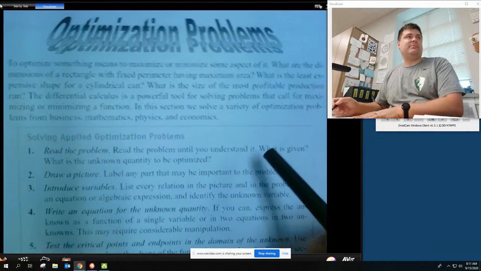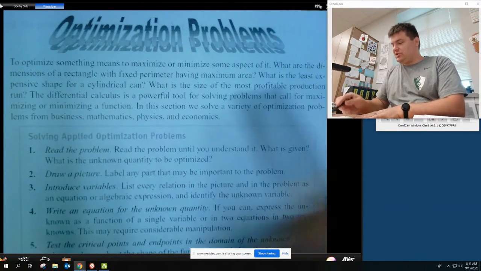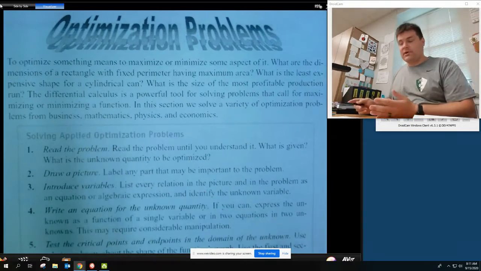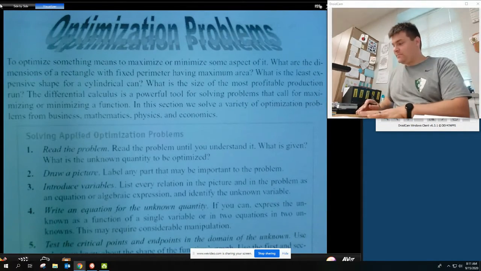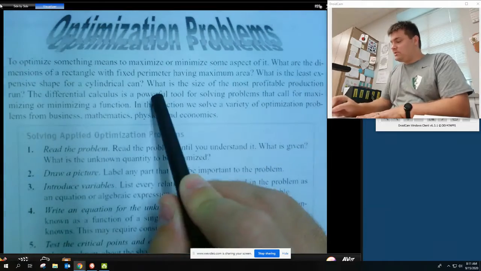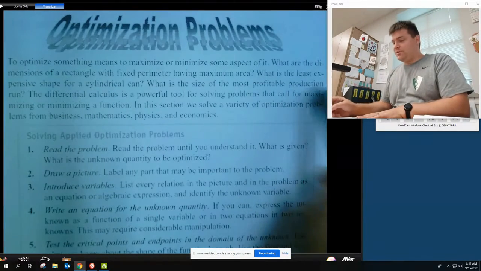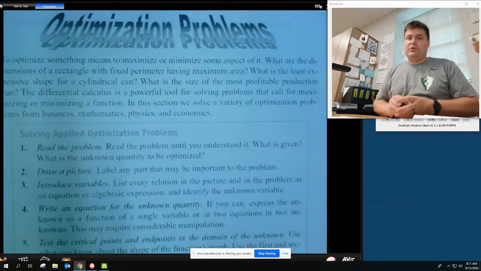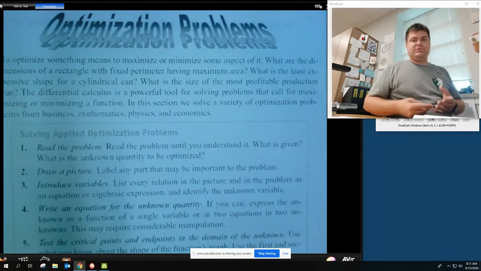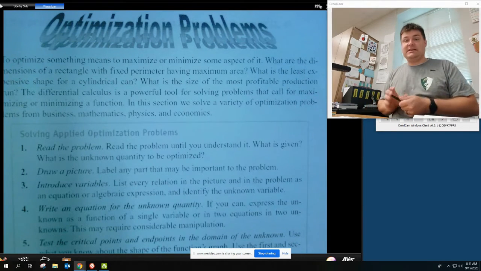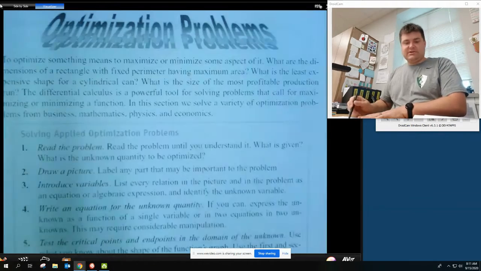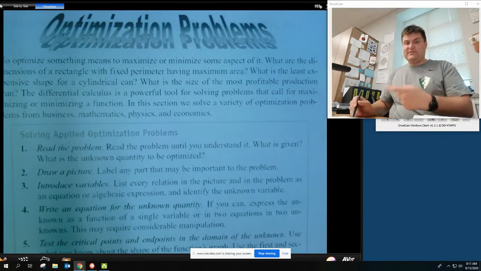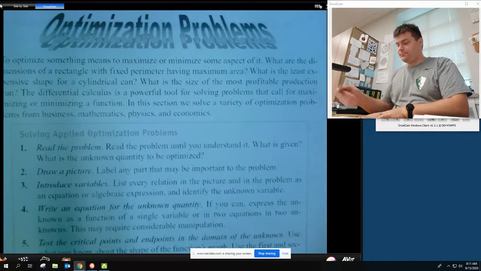A lot of them are geometric, like dimensions of a rectangle with a fixed perimeter, least expensive shape of a cylindrical can, and then start to get into some business stuff like profitable production runs. So optimization is the most used calculus technique in real life. Solving optimization problems, we're actually going to go over two of them. One in this video, I'll do another one in another video.